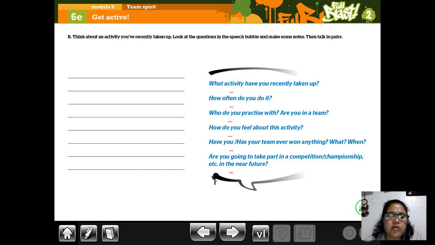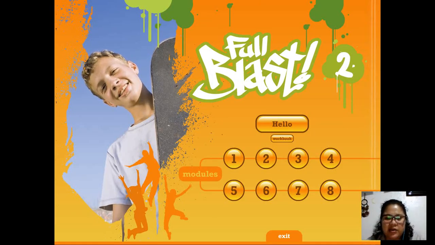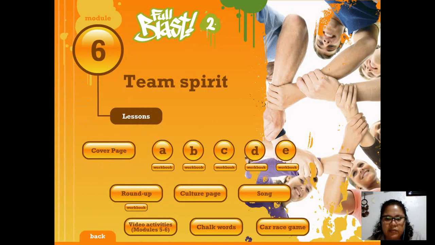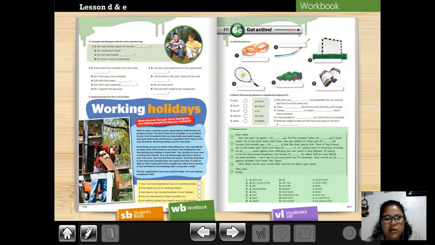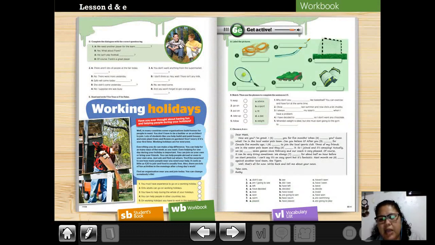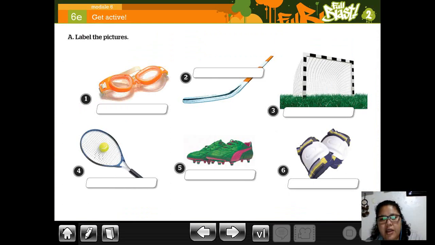So, on your workbook, lesson 6E. Les voy a mostrar. En la parte del workbook van a trabajar en la página 65, Get Active, ¿ok? So, we have vocabulary. Remember that I told you about the goggles? Si no recuerdan mucho el vocabulario, pueden regresar a su student book y checar ahí. Okay?